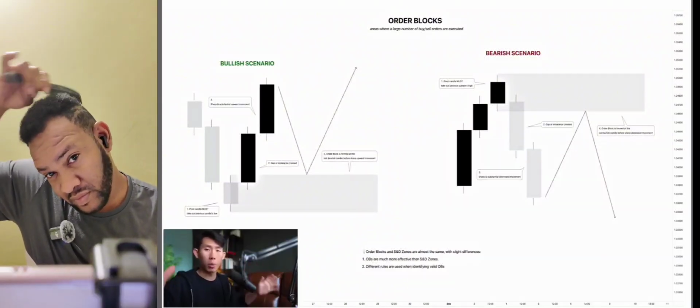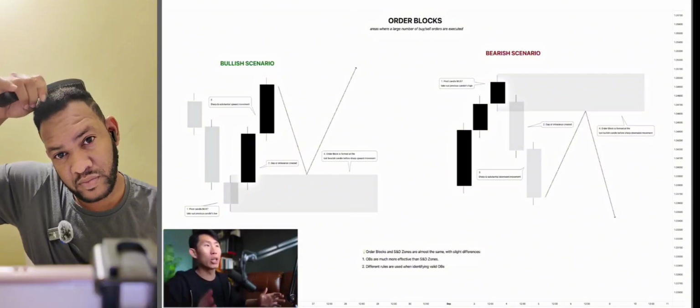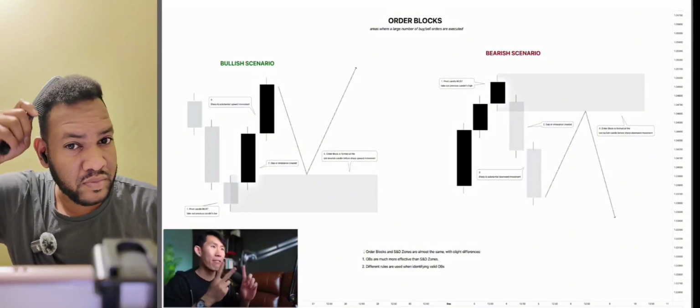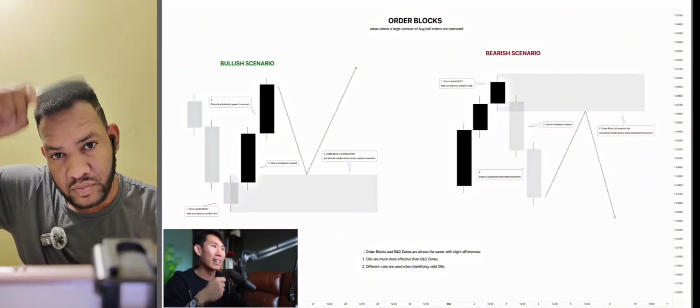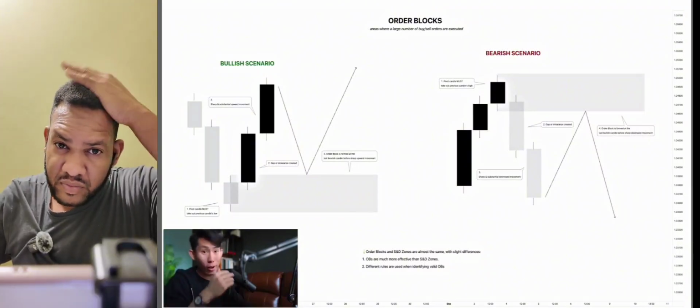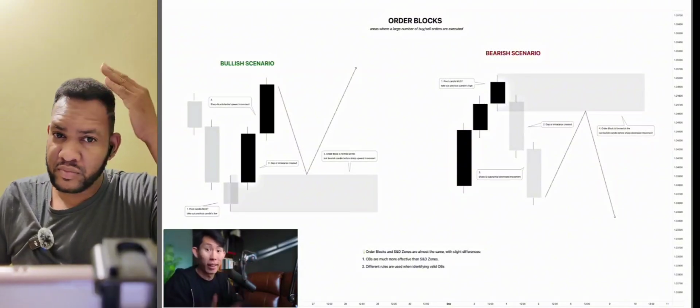So firstly, what are order blocks? Order blocks are basically areas on a price chart where large market participants like banks and financial institutions place a substantial amount of buy or sell orders. That is why they are called order blocks. It's literally in the name, guys.